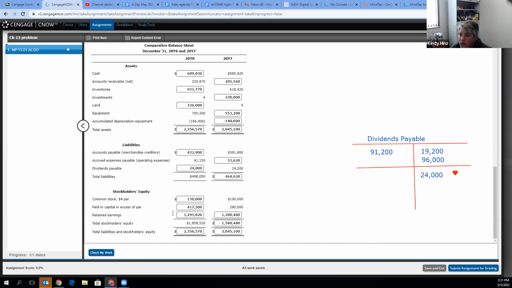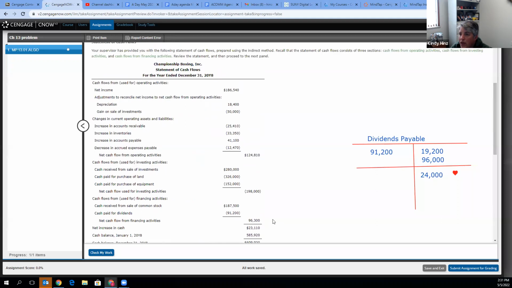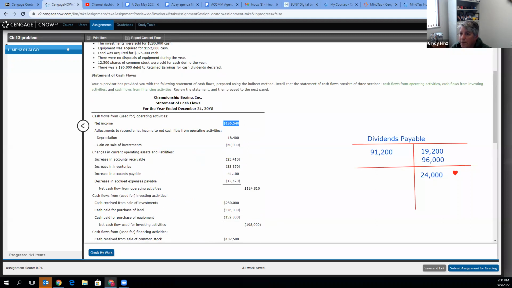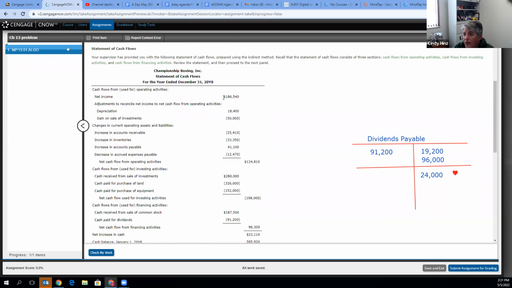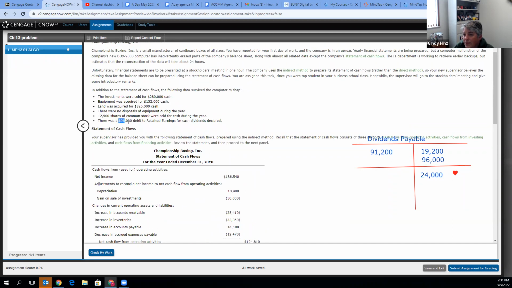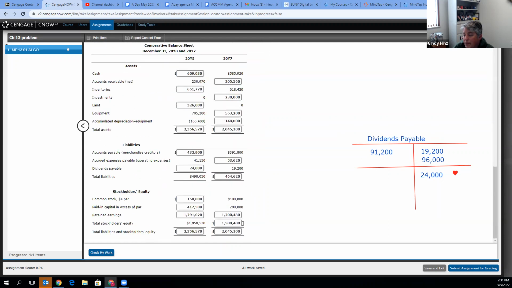But the other thing we could have done, since we know the retained earnings at the end of the year, we could have subtracted the net income and then added back the dividends, and that would give us the same number if I've done all of my math correctly. So yeah, we're good. So if I had taken the 1,291,020, subtract the income, add back the dividends, we'd get the same result. And that is the Chapter 13 problem.